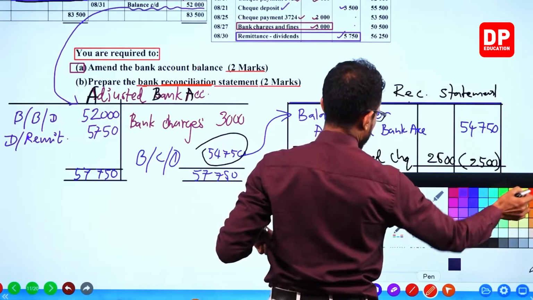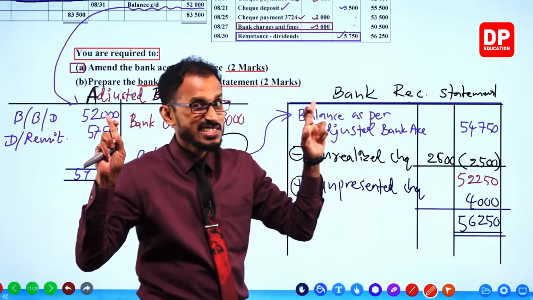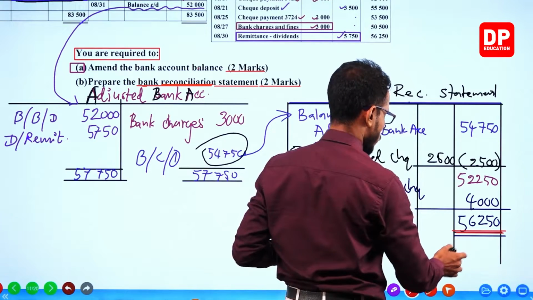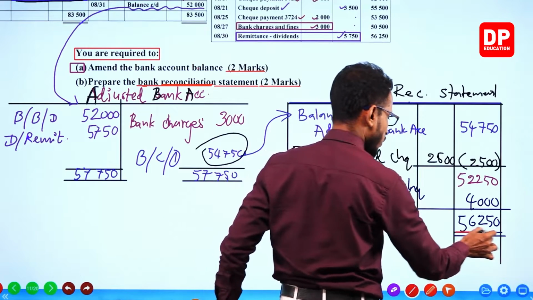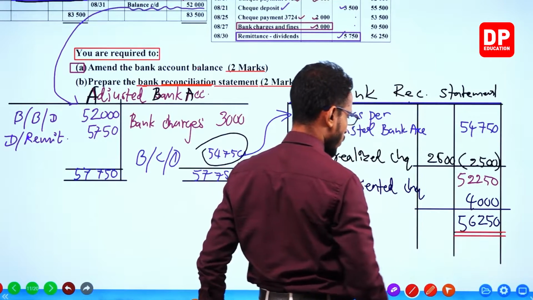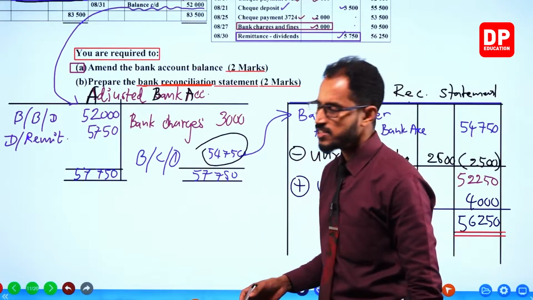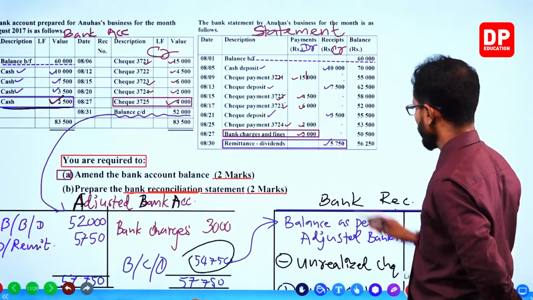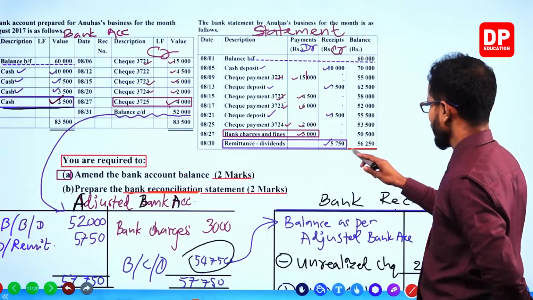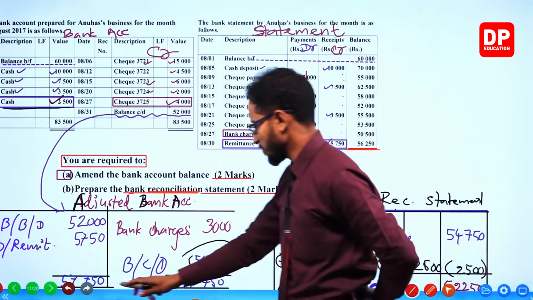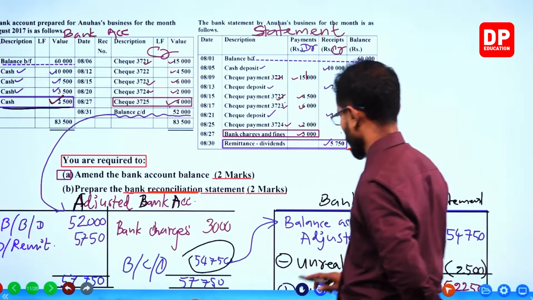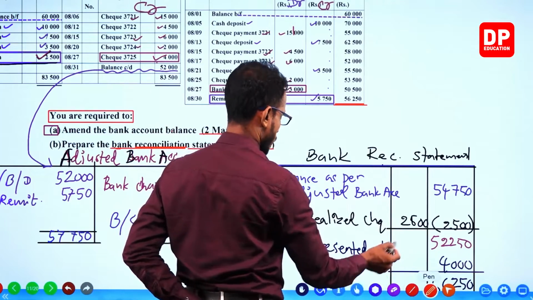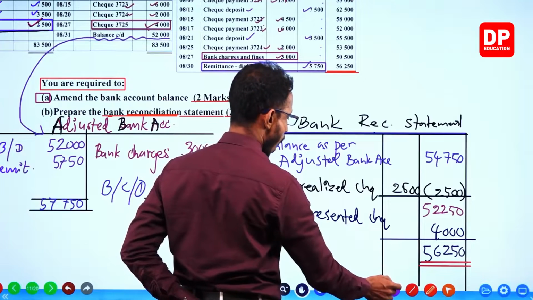Now, fingers crossed. Is it going to tally with the bank statement? Let's see. This final amount that we got, 56,250, as I can remember, yeah. Here we go. 56,250. Yeehaw. It's tallying, see? It's tallying.